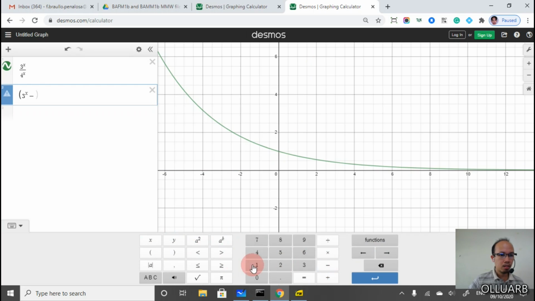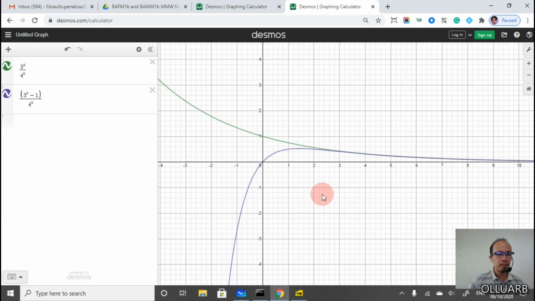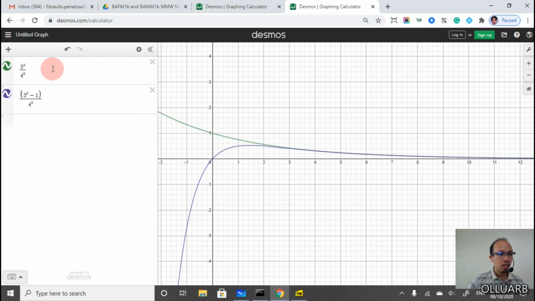Minus 1, raised to the power, divided by 4 raised to the power of x. Okay, so let's compare. Clearly the first graph, the green one, the value of this function is much bigger than the purple one. The 3 to the x minus 1 over 4 to the x.